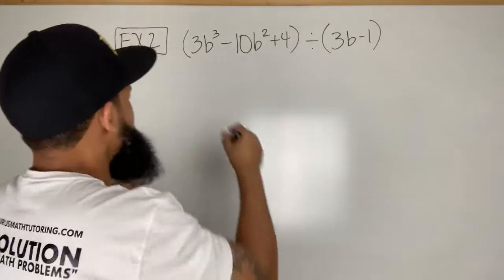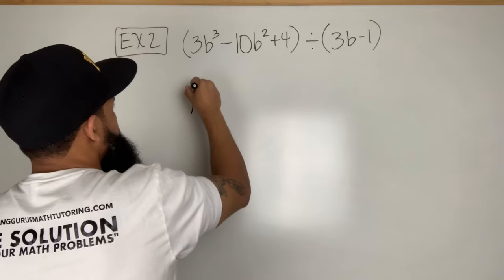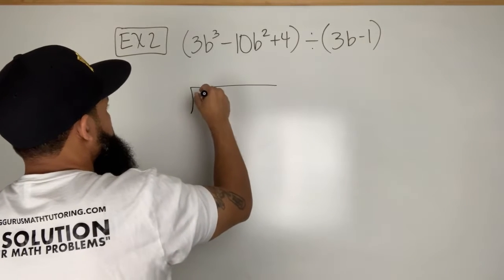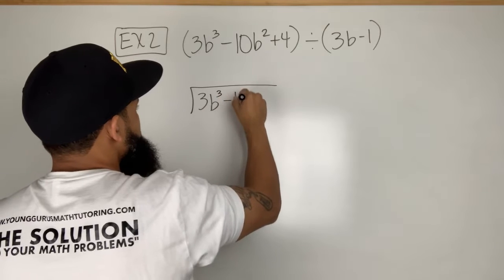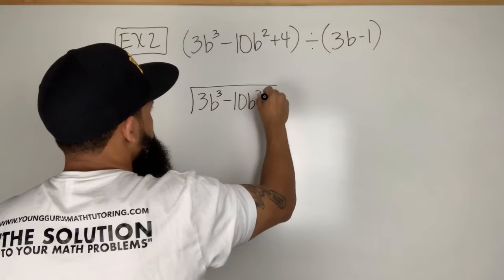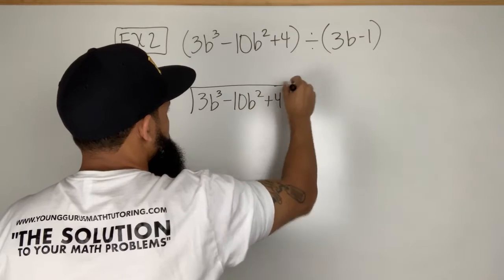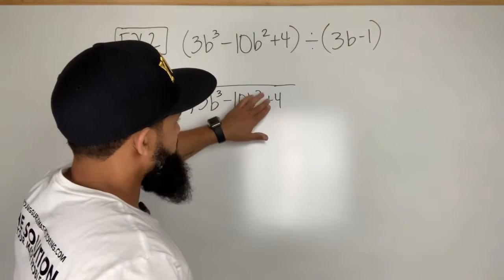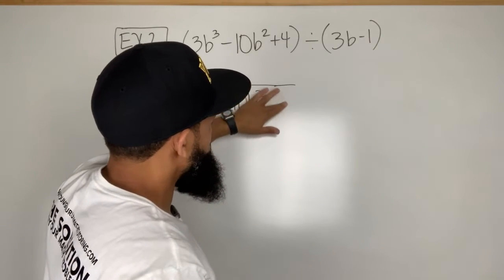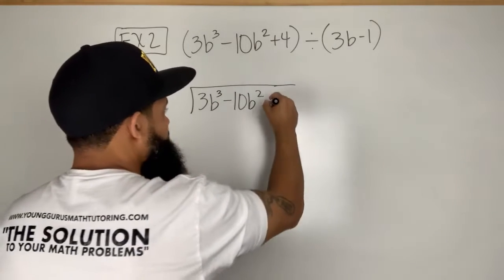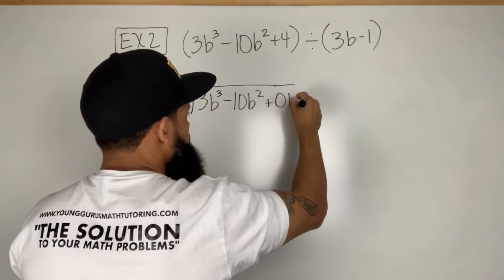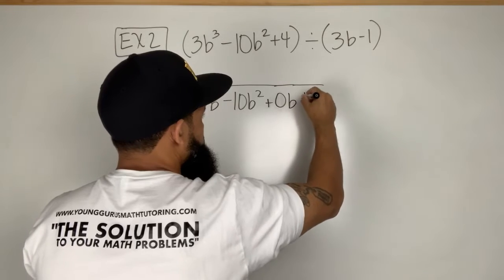All right, same process. I'm going to write it just like regular long division. So I'm going to put 3b cubed minus 10b squared plus 4. Also make sure, in this case, I almost did what I was just about to tell you not to do. We don't have a b to the first power, so we have to put 0b to the first power and then plus 4.